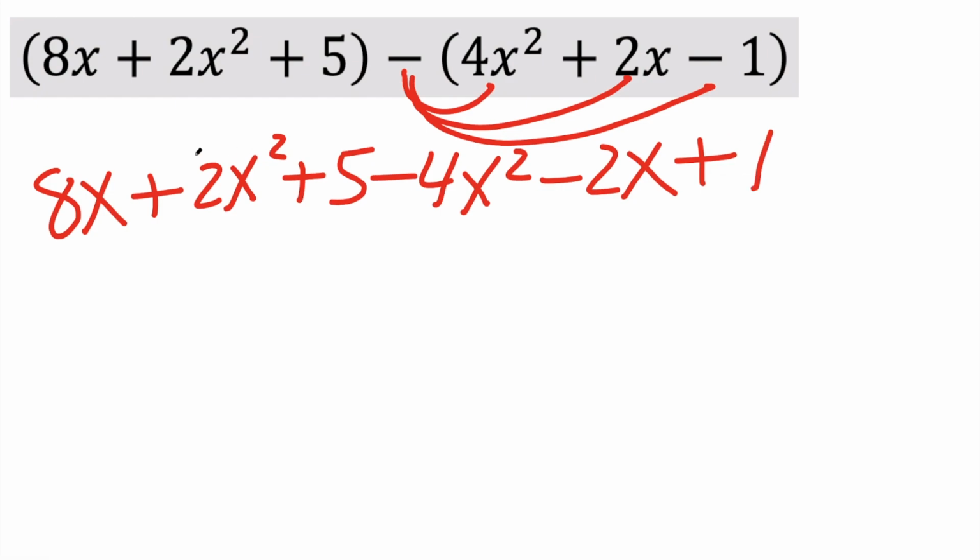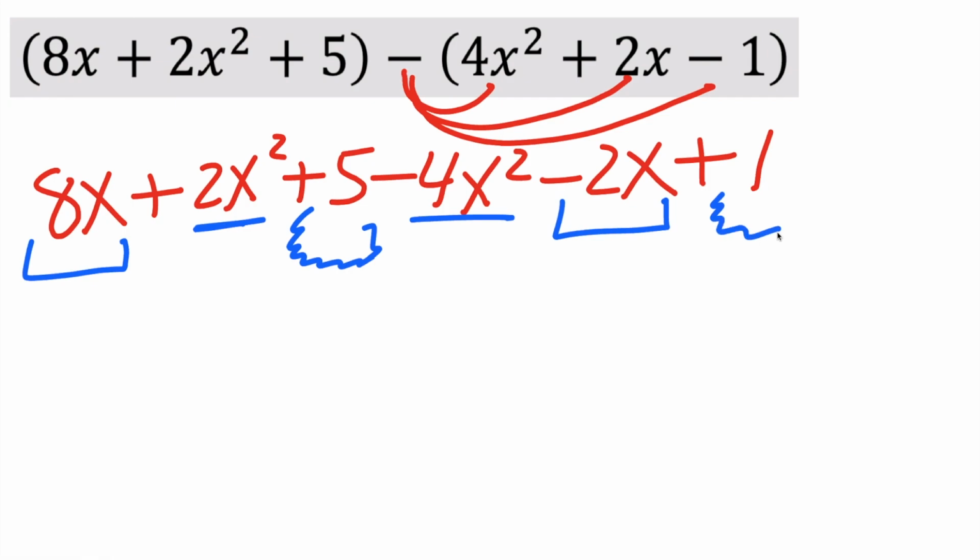Now, the next step says group like terms. So we have a 2x squared, we have a negative 4x squared. They're similar because they both have an x squared. Now we have 8x and negative 2x. They both have an x. And finally, the constant, the one without an x, with 5 and positive 1. So we're going to use our parentheses and group like terms.